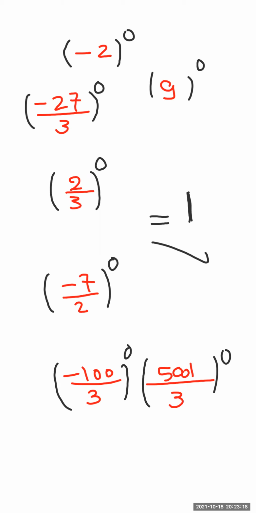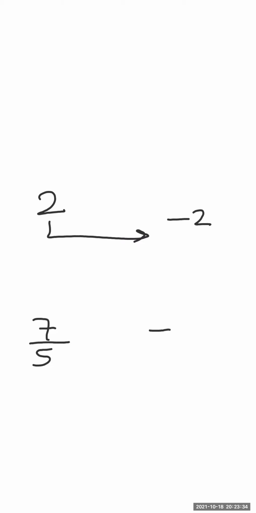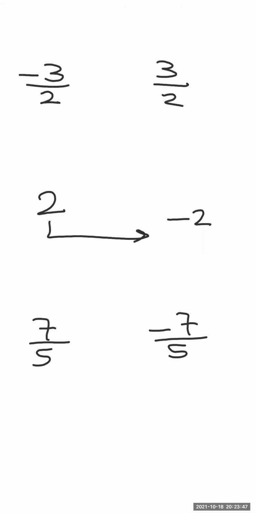Additive inverse, not to waste time: just change the sign. That's it. If the number is 2, the additive inverse will be -2. If it's 7/5, so -7/5. This is the additive inverse. If it's negative 3/2, the additive inverse is 3/2. Okay, guys?